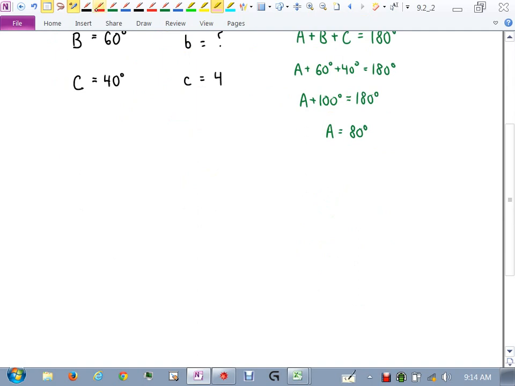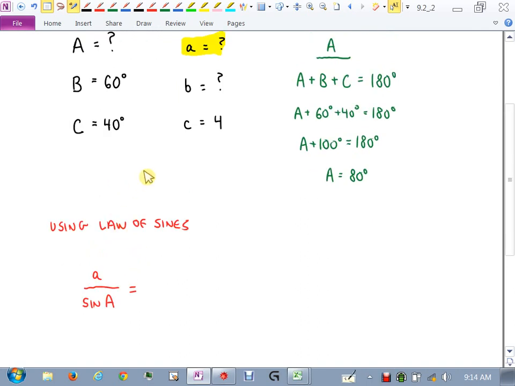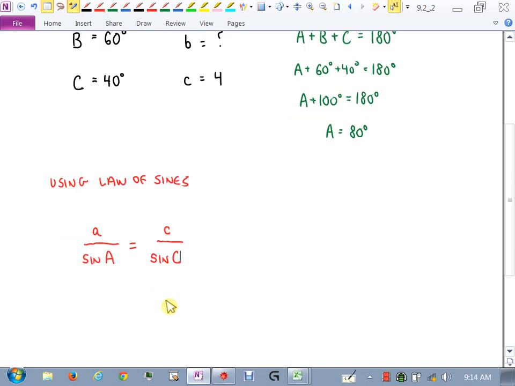So let me write down, using law of sines, I have a over sine A must equal, now what are you going to use here? Can you use b over sine B? No, because you don't know what little b is, so you can't use that. Do you know what little c is? Do you know what big C is? Yes. So let's set it equal to c over sine C. So I'm going to use that. This ratio is the one I want to make true.